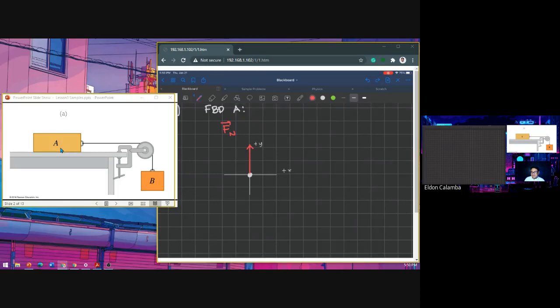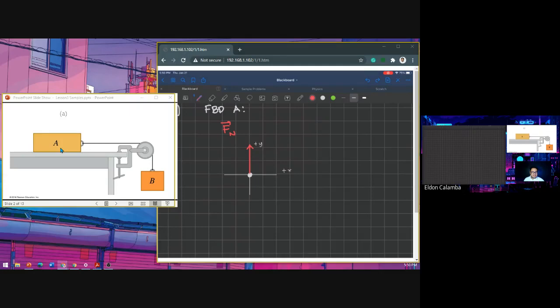Next is my cable. So if my cable, meron yan siyang tension force. And always remember that the tension force is always pointing away from the object. So away from the box. So connected siya sa right, so papunta siya sa right or pointing towards the right ang ating direction for our tension force. So let's have that one.